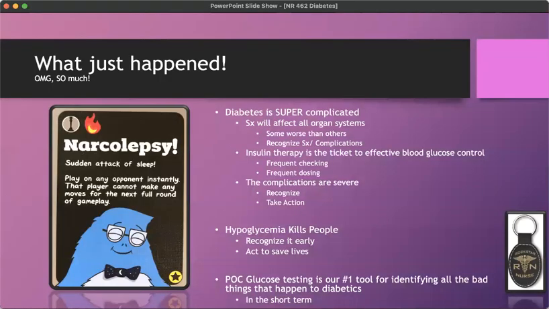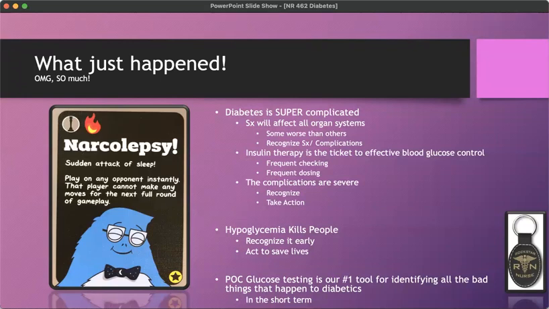So what just happened? Diabetes is super complicated. The symptoms are going to affect patients in every body system. So recognizing the symptoms and the complications, especially around hypo and hyperglycemia, really important. Insulin therapy is the most prevalent treatment that we offer for blood glucose control. And this requires frequent checking of blood sugar and frequent dosing of insulin in order to correct their blood sugar.